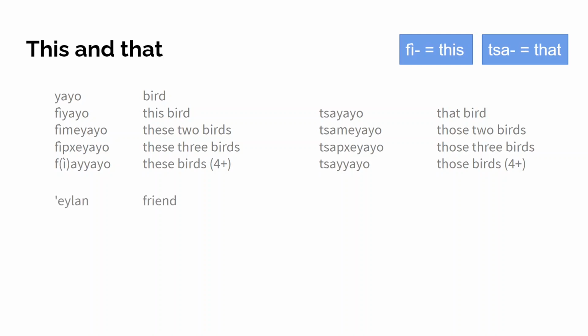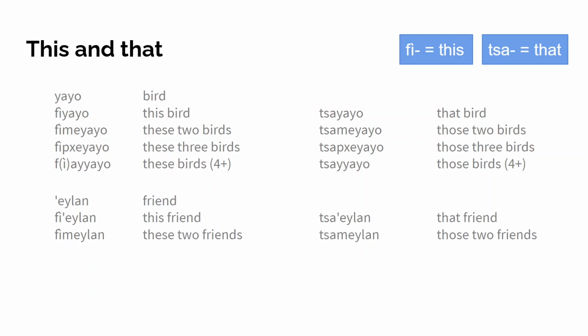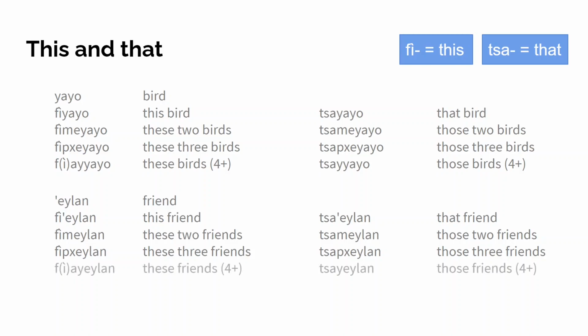Eylan is a friend. So fe eylan is this friend and za eylan is that friend. Fe meylan then is these two friends and za meylan those two friends. Fe peylan, these three friends, and za peylan, those three friends. And fayeylan, these friends, four or more, and zayeylan, those friends.